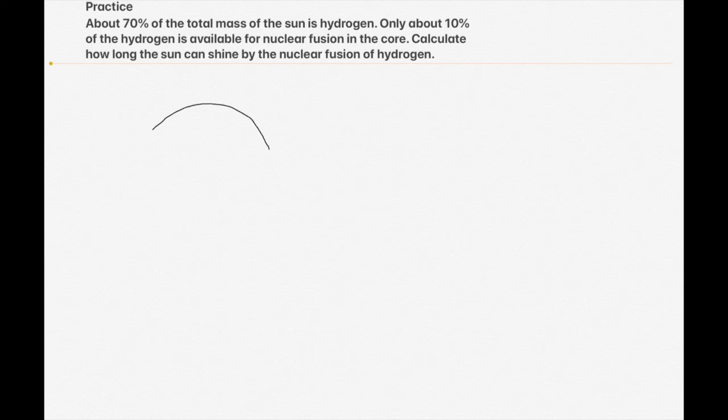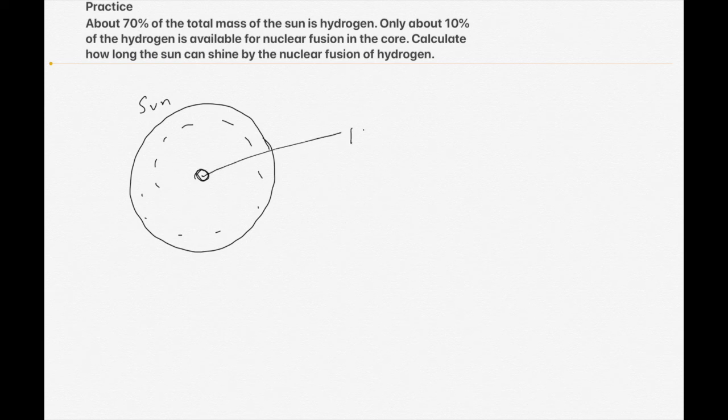So let's do the sun. The temperature of the sun is the highest at the center, and it becomes lower and lower in the outer part. The temperature of the envelope region is too low to ignite nuclear fusion. So we cannot use hydrogen as a fuel for nuclear fusion in the outer regions. Then we only consider the central part. This means 10% of the hydrogen is available for nuclear fusion in the core.